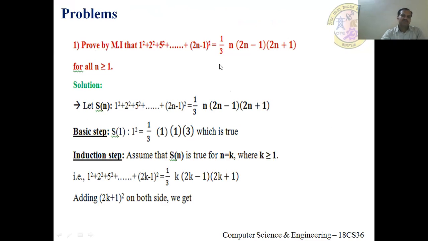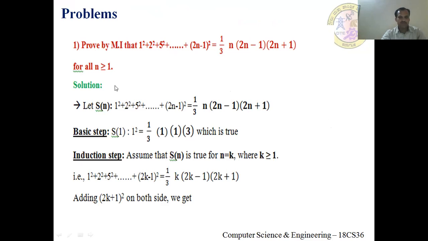Let us see some problems based on mathematical induction. The problem states like this: prove by mathematical induction that 1 square plus 3 square plus 5 square and so on and so forth up to (2n minus 1) whole square is equal to 1 by 3 into n into (2n minus 1) into (2n plus 1), for all positive integers greater than or equal to 1.